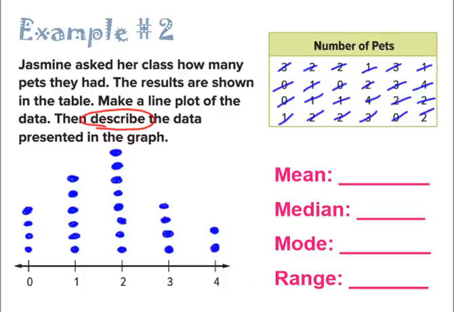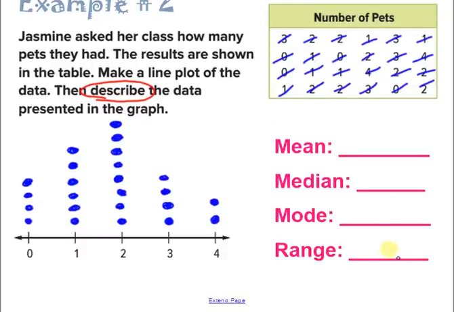Okay, so I'm going to start off with some of our easier ways to describe the data. What is our range? Our range is our largest number, and then we subtract the smallest number. So 4 minus 0 is going to be 4. Then our mode, what is the number that appears most frequently? That's going to be the number 2.